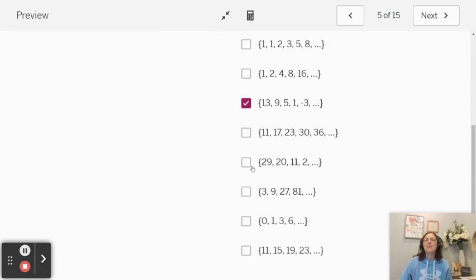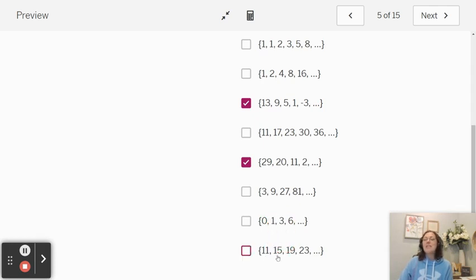Okay, just a few more here. 29 minus 9 would give me 20. 20 minus 9 would give me 11. 11 minus 9 would give me 2. So yes, this is arithmetic. Okay, so 3 plus 6 would give me 9. 9 plus 6 is not 27, so that one's not going to work. All right, 0 plus 1 gives me 1. 1 plus 1 does not give me 3, so that's not arithmetic.